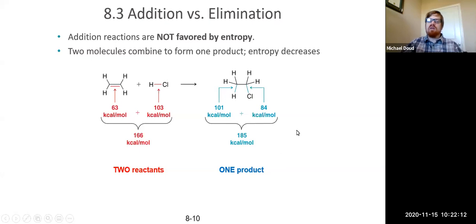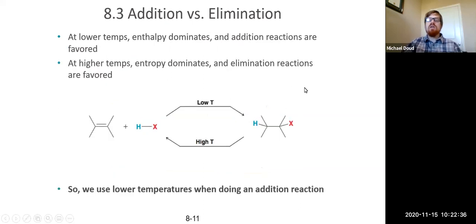Now remember, for entropy, all you do is count up the number of moles of product versus the number of moles of reactant. Whichever side has more moles of stuff, that's the one that's going to be favored by entropy most of the time. So if we start with 2 moles of reactant and we only form 1 mole of product, that means the addition reaction is not going to be favored by entropy. So entropy makes that harder. And remember, entropy is the temperature dominated term. So what we want to do is keep that entropy contribution as low as possible. And all we have to do to do that is keep the temperature low.